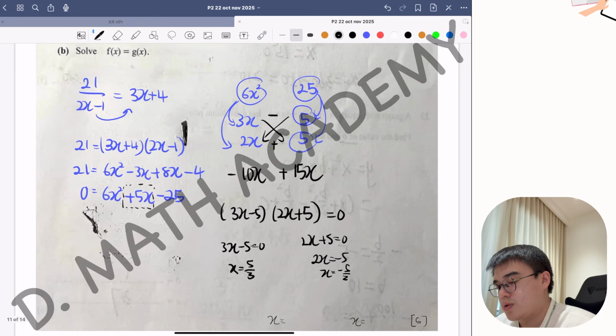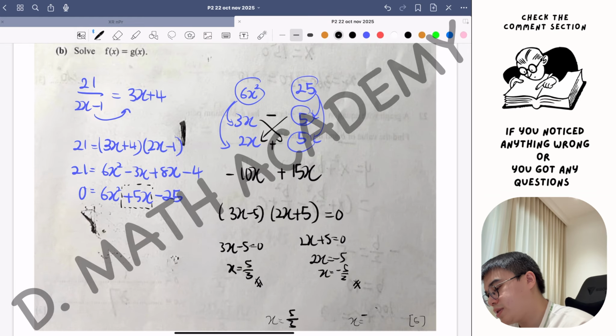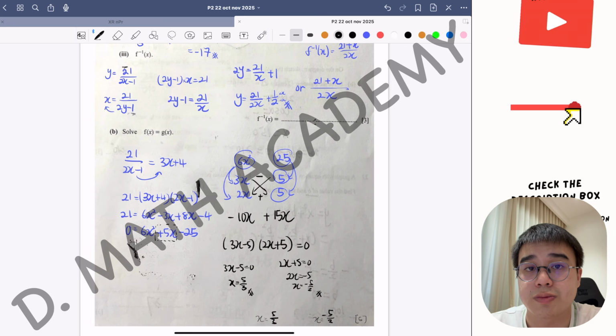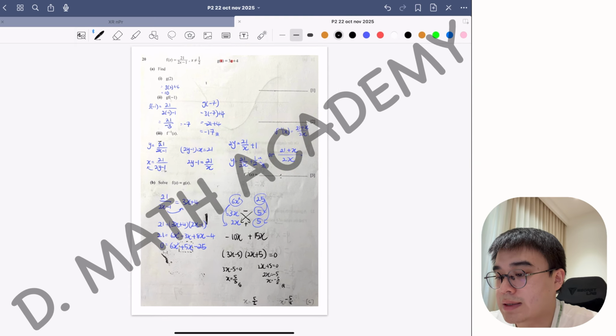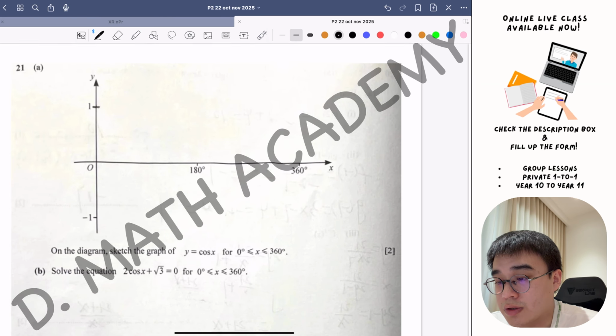Okay, so our x value will be these two results that earn us the total of 5 marks. Okay, it wasn't that hard. Okay, just that you must make sure you are capable of factorizing it manually. Okay. Next question, they ask us to draw out a cosine graph.